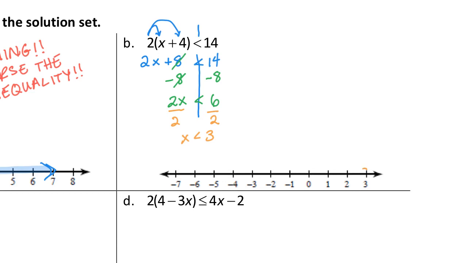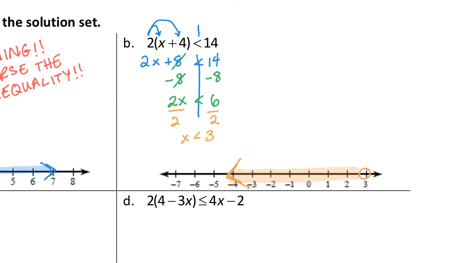So at 3, I'm going to put an open circle. Make sure it's open. I'm going to shade less than that 3. I'm using a highlighter here, so that makes life a little bit easier. And then just make sure to add an arrow on the end.